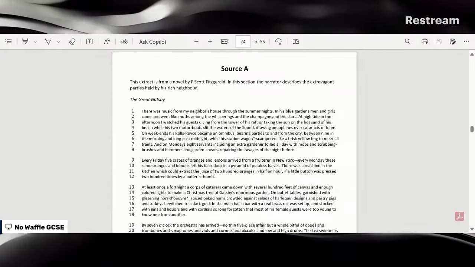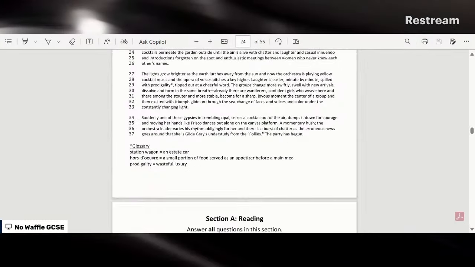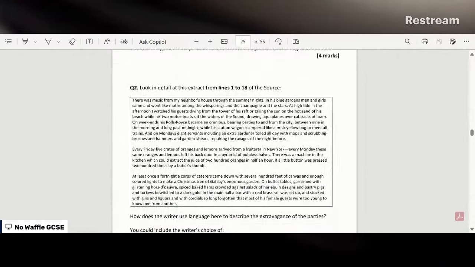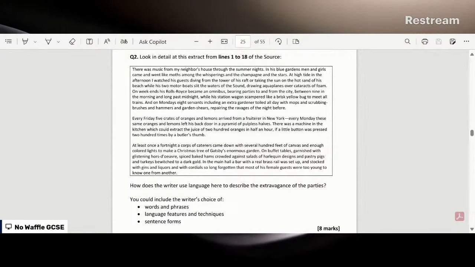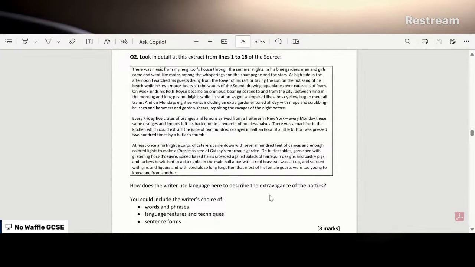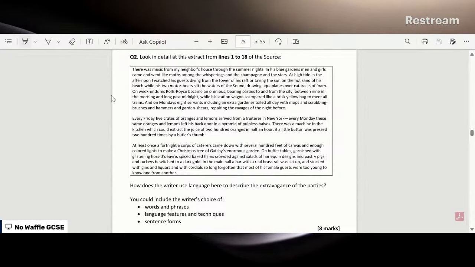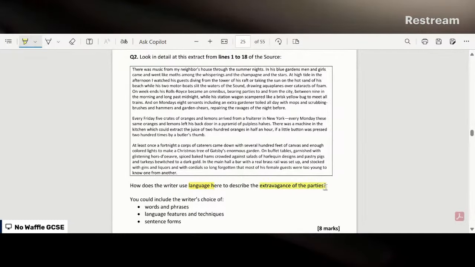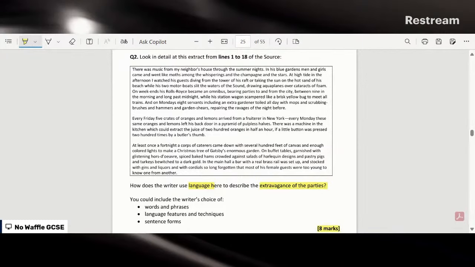Okay, we're now going to go through an actual live example. So you've got The Great Gatsby here, quite a heavy text, and we're going to be doing question 2. So question 2, you're given an extract straight away, and we're asked to look in detail at this extract from lines 1 to 18. How could the writer use language to describe the extravagance of parties? So you're given a focus and you're just asked, how is language used to describe the extravagance of parties? This is 8 marks. So let's begin by looking at this, okay?